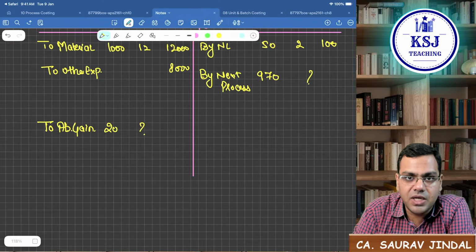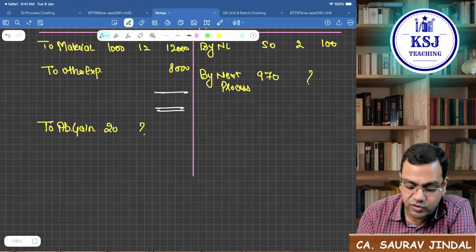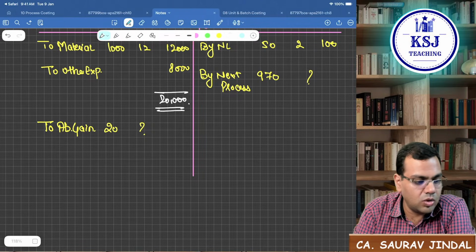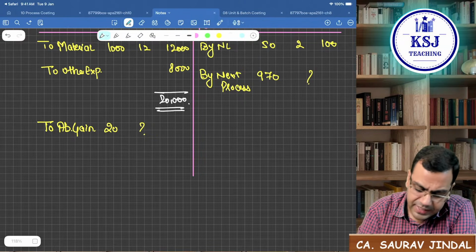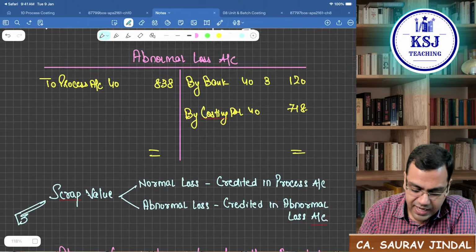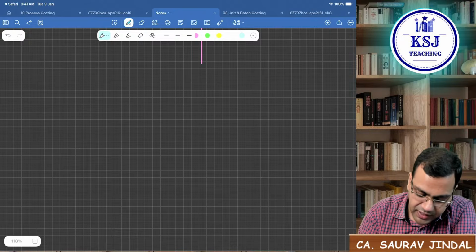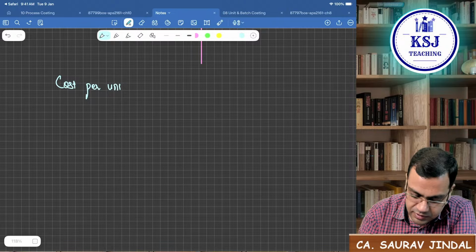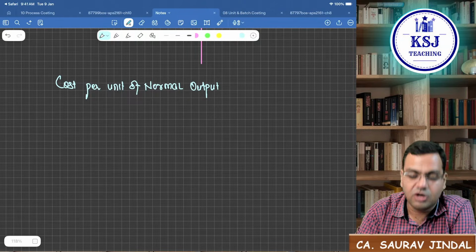So in case of abnormal gain, always take the total of cost before the abnormal gain. Here 20,000, that is your normal cost. You must take the total of the normal loss, that is before abnormal gain. Clear? Then again we will do the same thing. We will calculate the cost per unit of normal output.